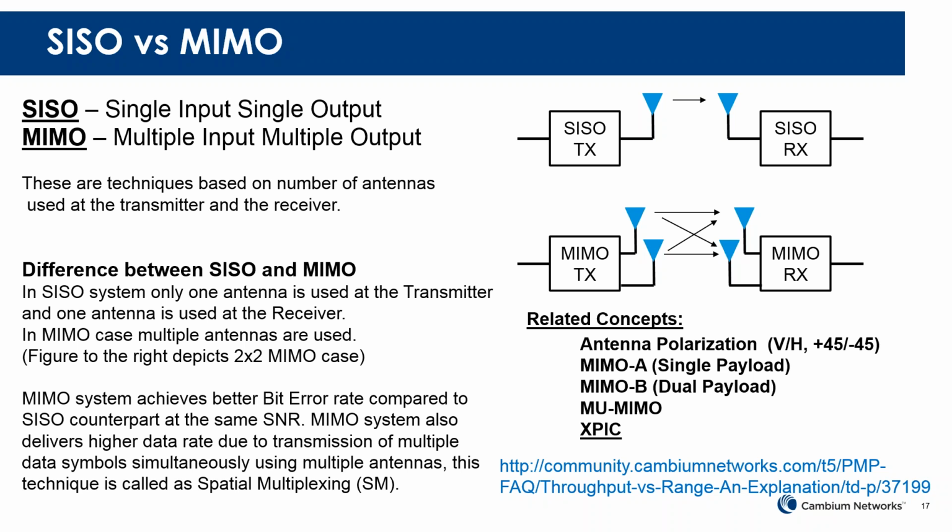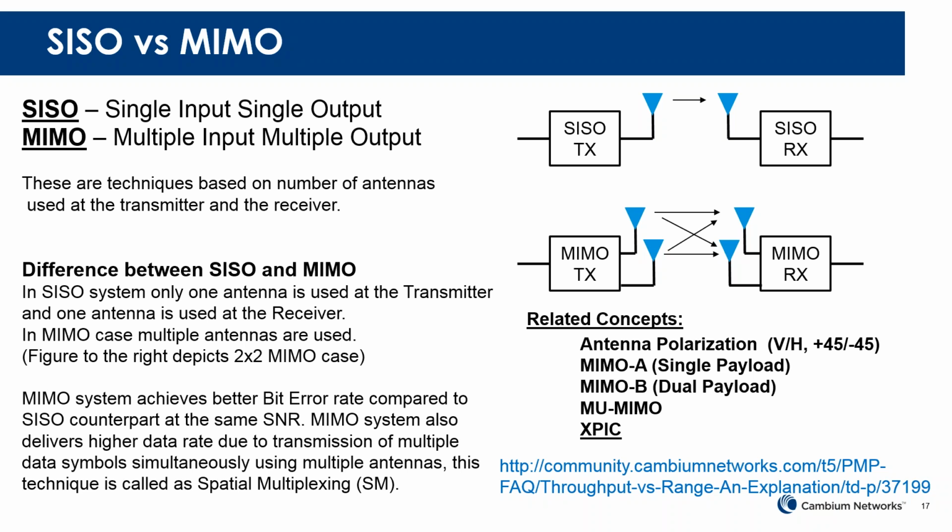In the MIMO case, multiple antennas are used. So what's being depicted to the right is something that would be called 2x2 MIMO, meaning 2 transmitters and 2 receivers in this scenario. MIMO systems achieve better bit error rate compared to their SISO counterpart at the same SNR. I believe Seth talked about the importance of SNR and how you utilize that to determine your ability to achieve better modulation rates in the scenario of interference.